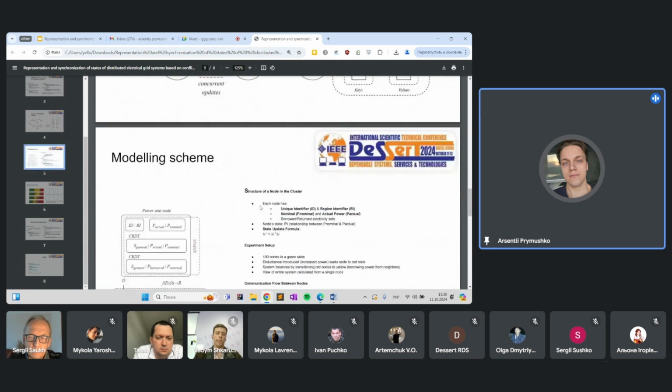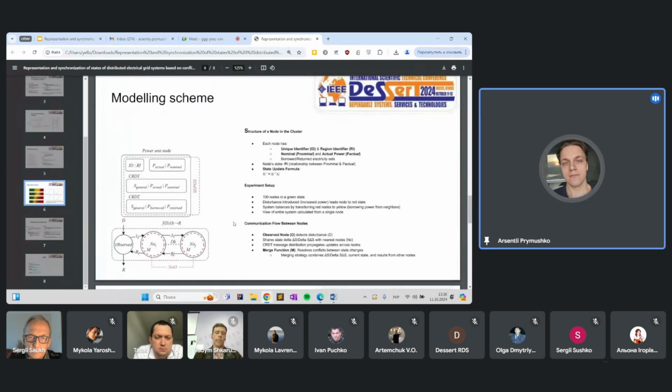So for our purposes, each power unit has different CRDT states: we have a unique identifier, we have nominal and actual power, we have borrowed and returned electricity sets, and we operate within a simple state update formula, which is based on formal definitions of CRDT.